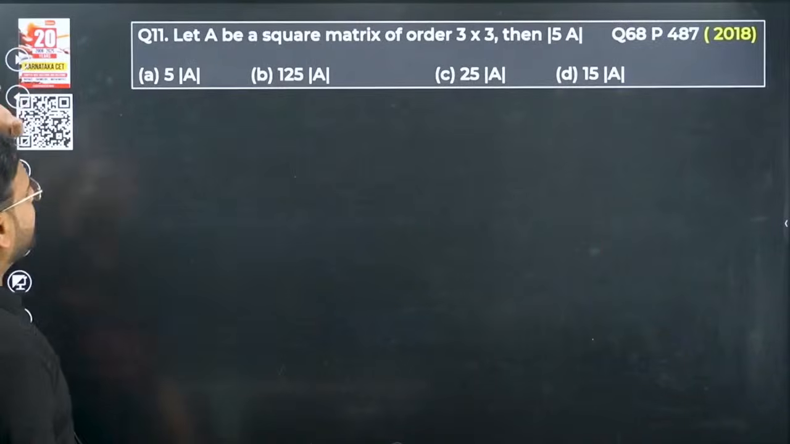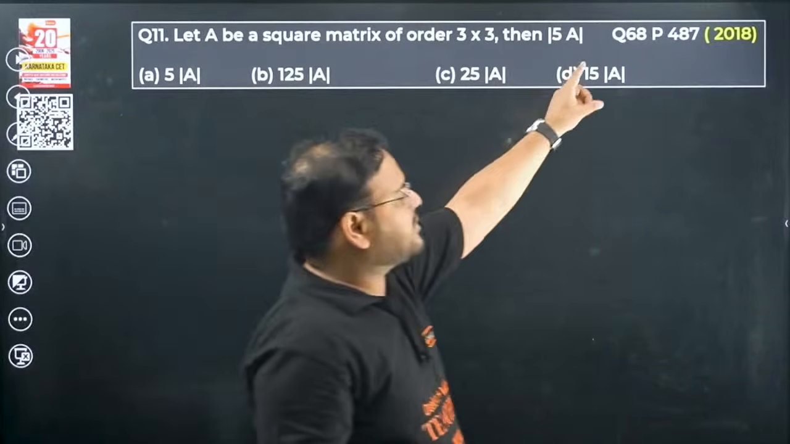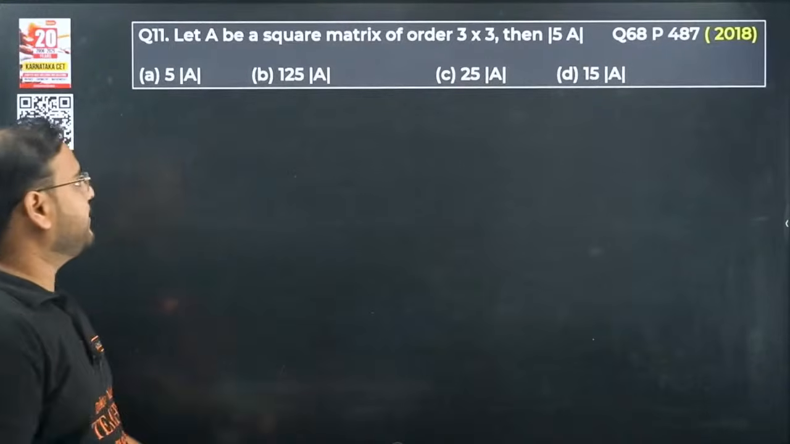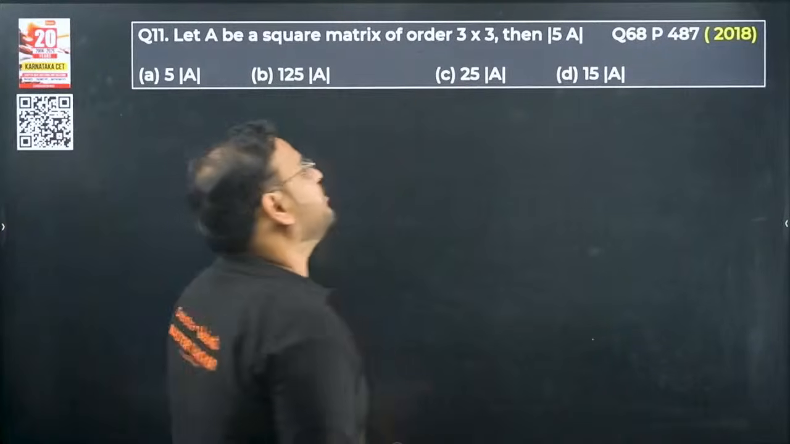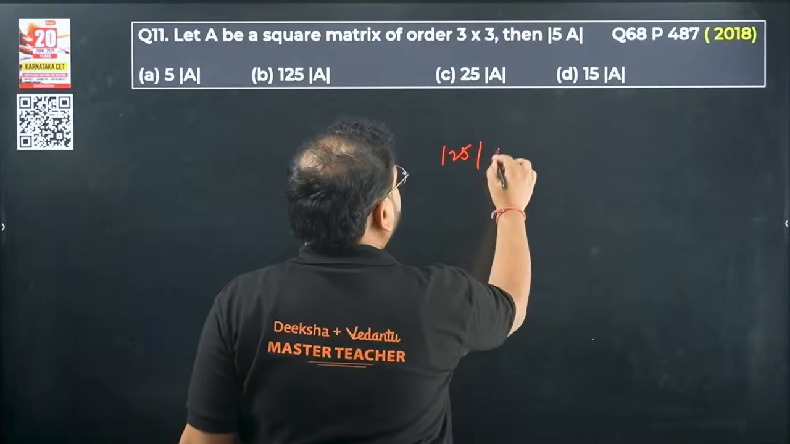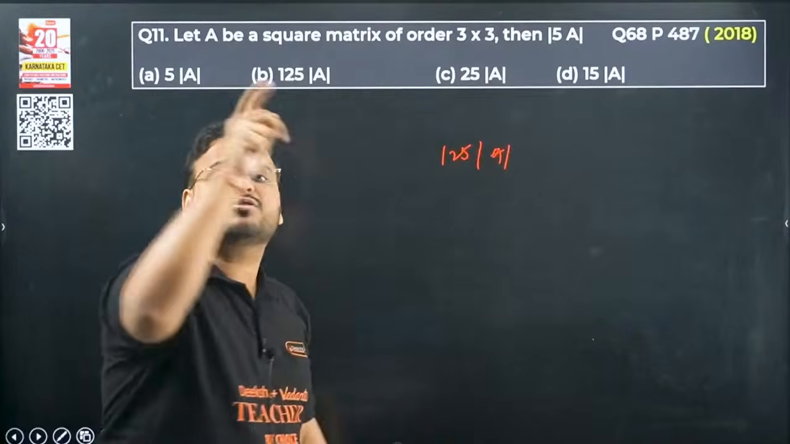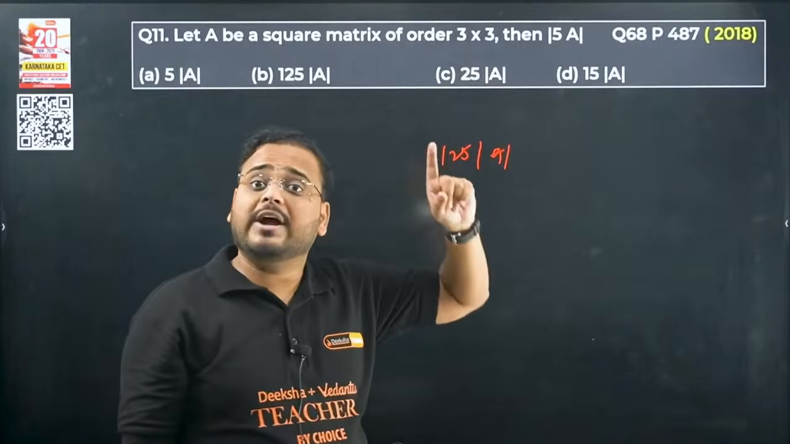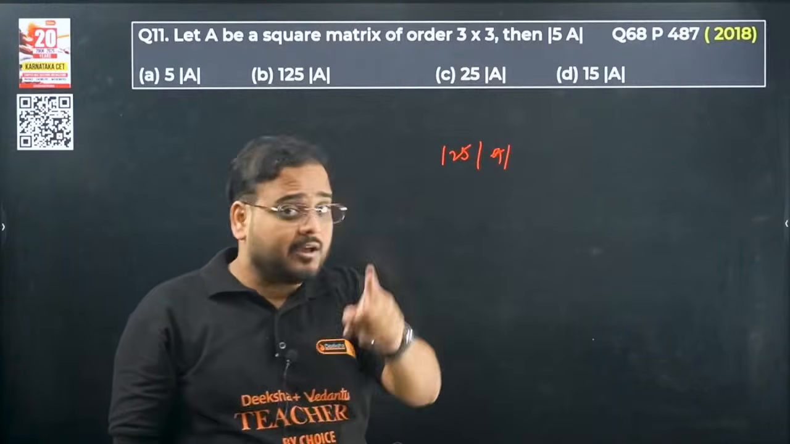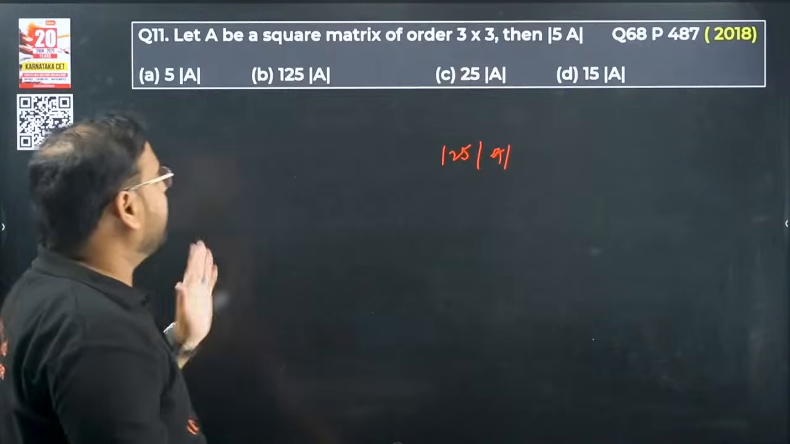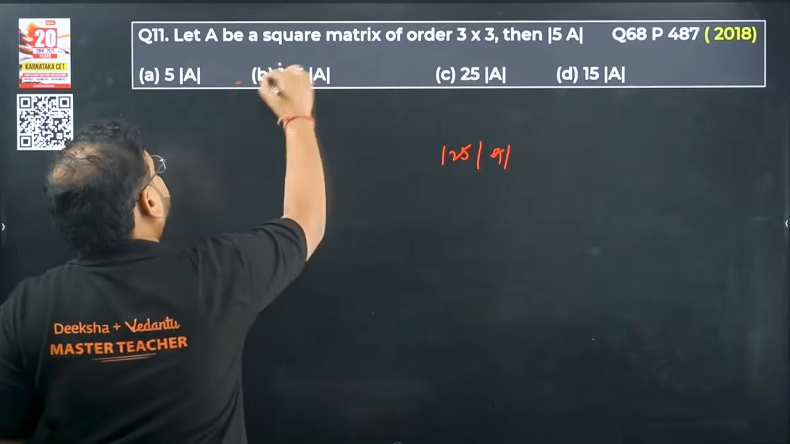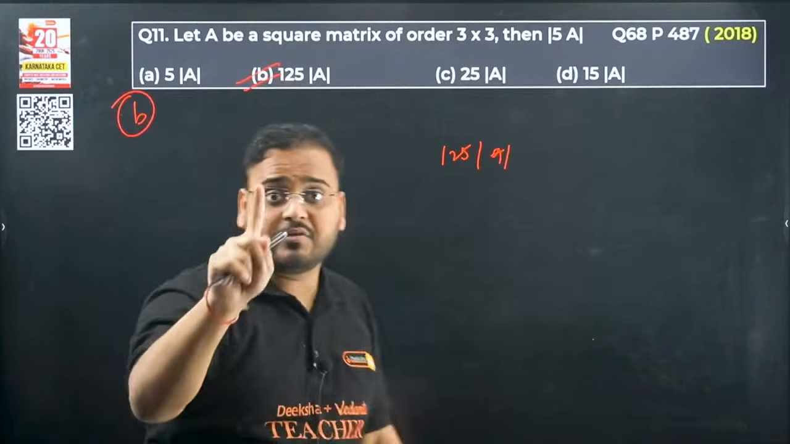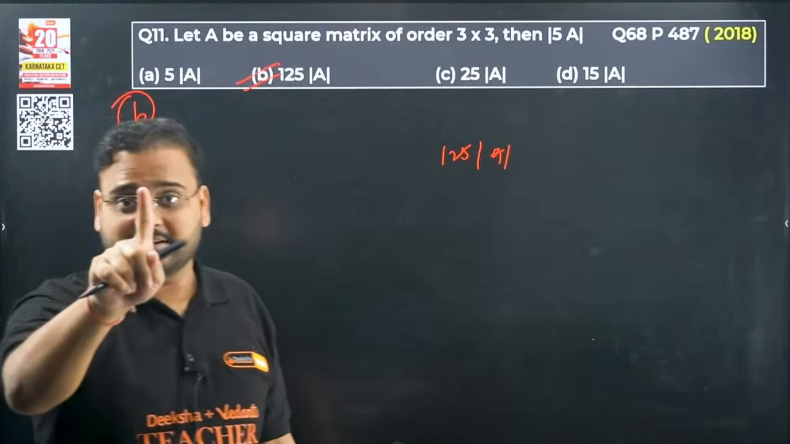Next question, from page 487, question number 68, 2018 paper. Same property, 5 power 3, so 125A. Sir, you can see this property has been asked so many times, so this can come this year as well. This property, or the adjoint of A determinant property, is a very common one that can come every year. Answer is option B. 1 second question I'm giving you. Understand that? 1 second.